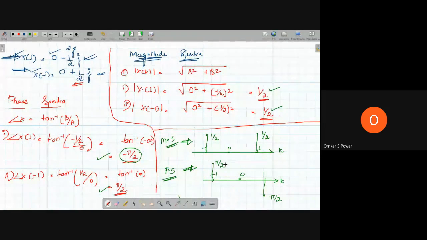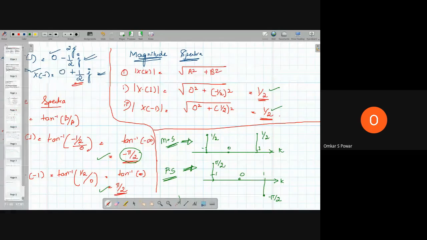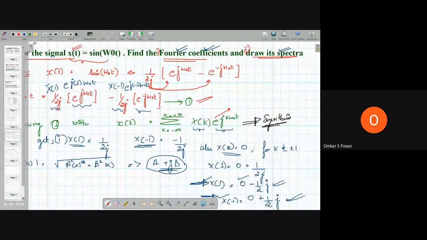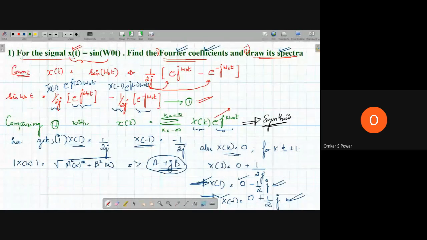Now using the same concept, let me solve another problem and wrap up for today. So let us see what we have done here in this problem, so that it will be helpful for us to solve the next problem. We have our signal x of t is equal to sine omega naught t. Then I have expressed it in terms of exponentials. Why did I express it in terms of exponentials? I have to express it in terms of the synthesis equation, so that I get the values of x of 1 and x of minus 1, or any other coefficient, easily.